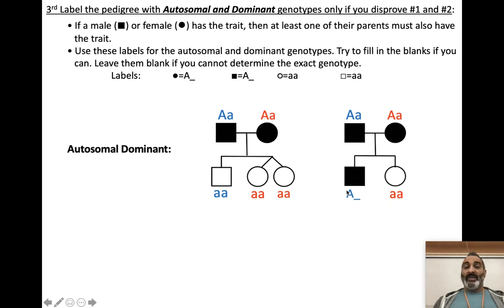Okay? So this is how you attack these problems. You start with number 1. You go with number 1. If you can prove number 1 wrong, then you go to number 2. If you cannot prove it wrong, then stay there. That is the one that you have.